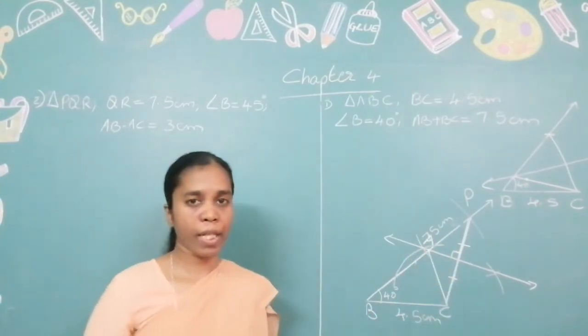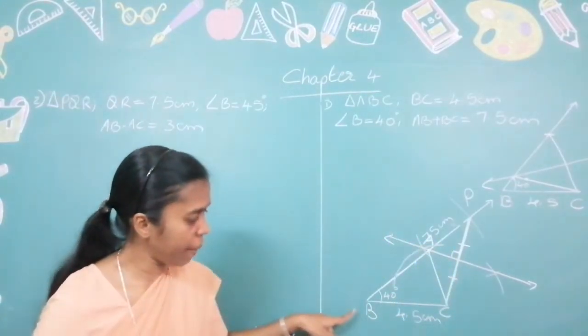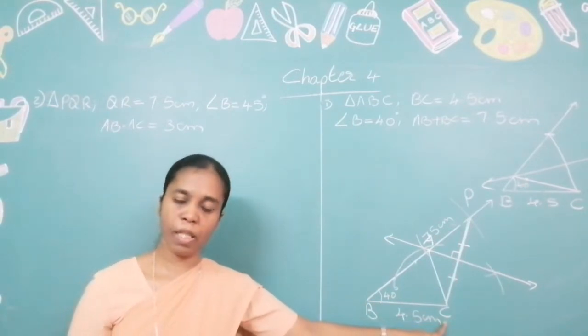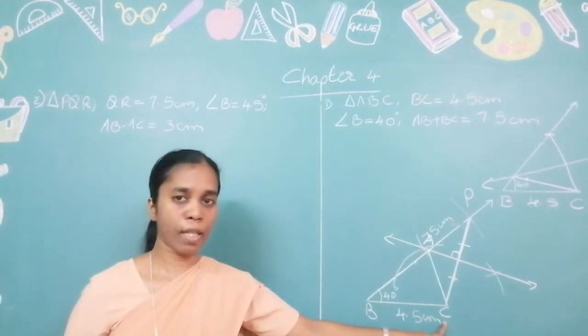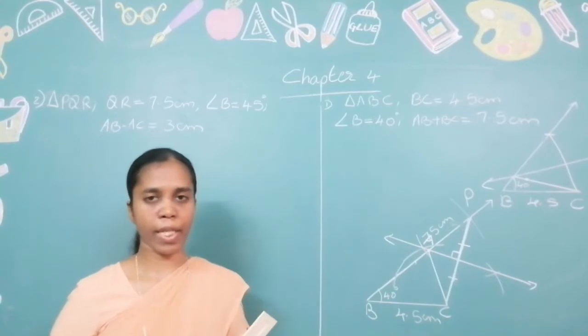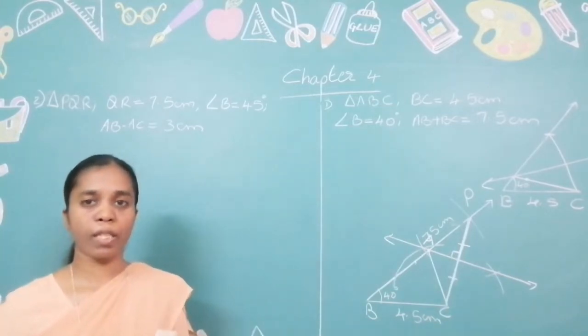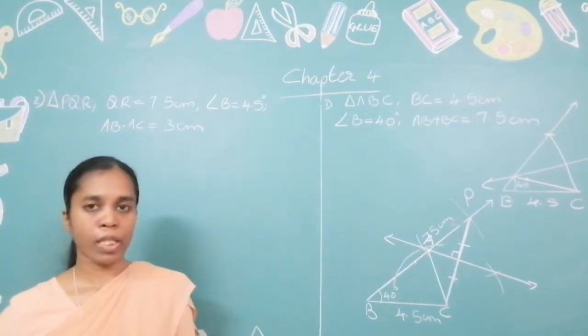So which is a triangle? A triangle is ABC. ABC is a triangle. This is the required triangle. How do we check it? Whether our construction is right.